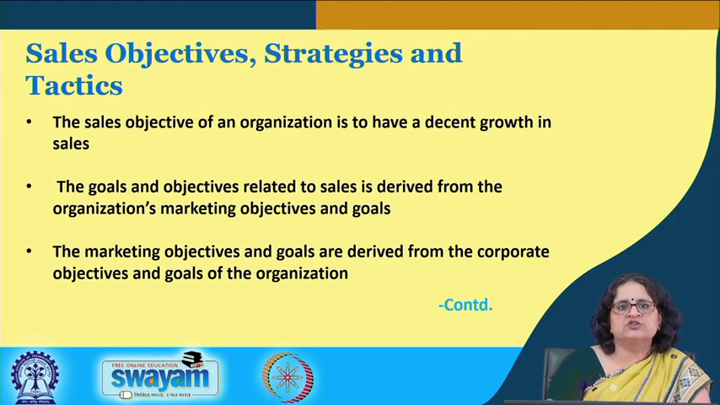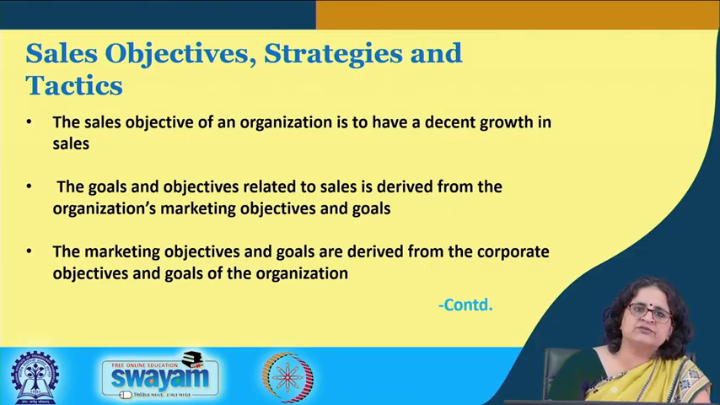Now we come to the sales objectives, strategies and tactics. The sales objectives of an organization are to have good sales, good profits, large market shares, a good customer base, loyalty, and satisfied customers. The goals and objectives related to sales are derived from the organization's marketing objectives and goals, and the marketing objectives of course are determined from the corporate objectives and goals. So at the umbrella head, we have the corporate goals, and then the marketing objectives, and keeping in mind the marketing objectives, the sales objectives of the organization are set forth.